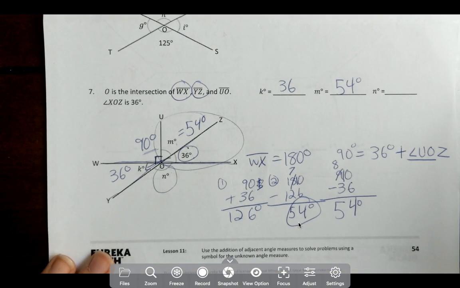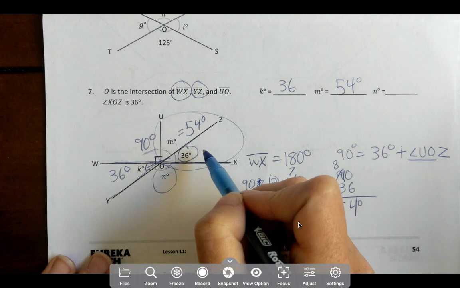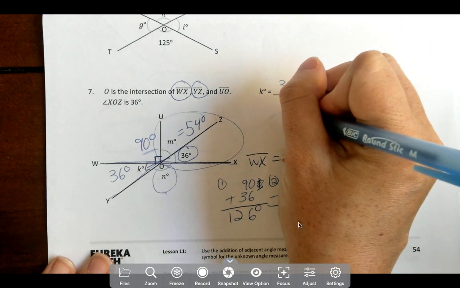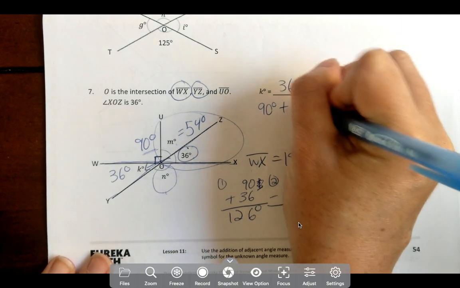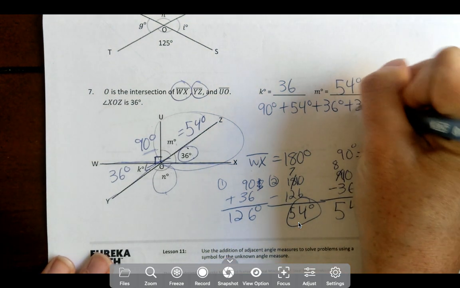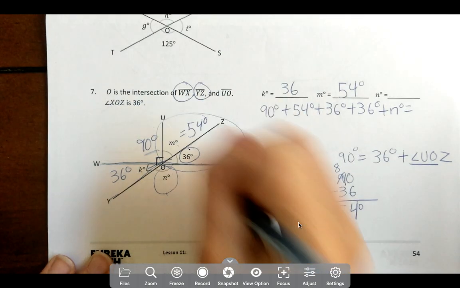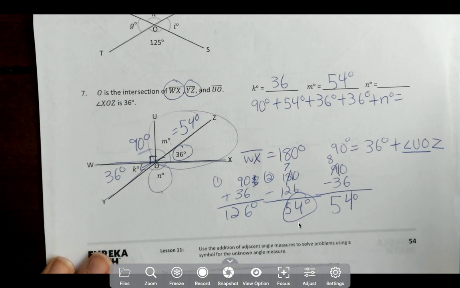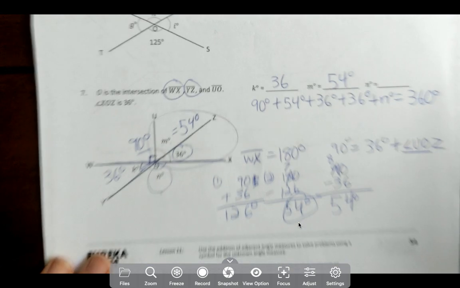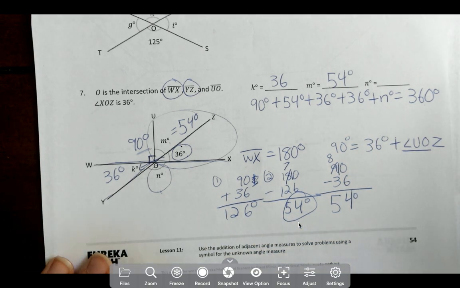To find N, now that I have all four angles and I'm missing the last one, I can write an equation. So 90 plus 54 degrees plus 36 degrees plus 36 degrees plus N degrees equals, how much is a circle, boys and girls? Think about it. How many degrees is a circle? 360. So now I need to add all of these up and then subtract it from 360.